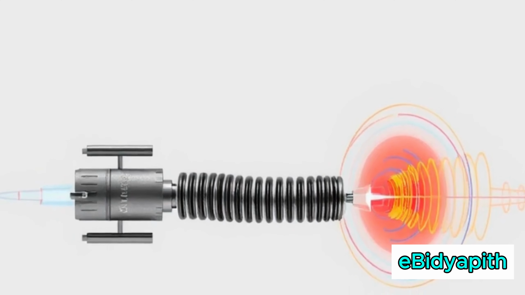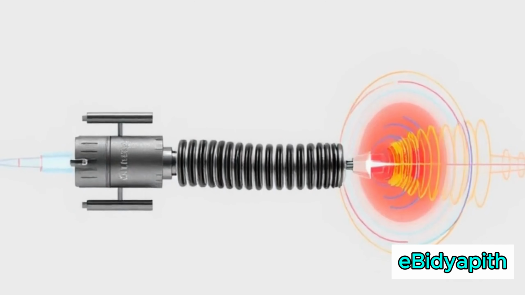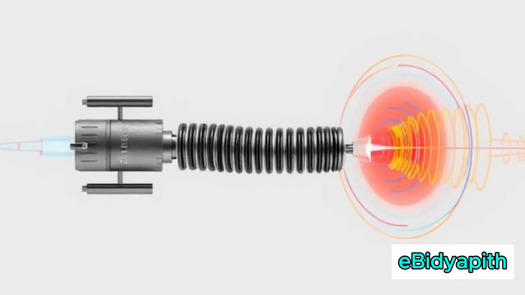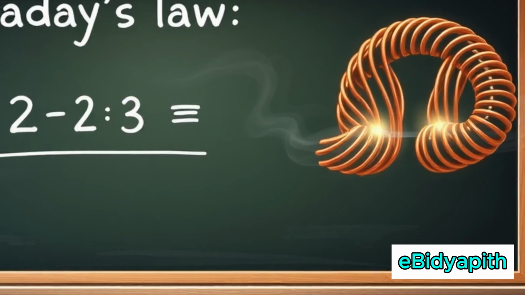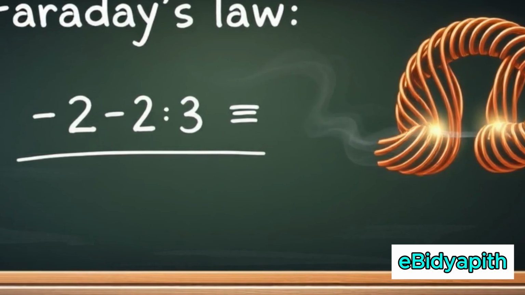Step 3 is where electromagnetic induction occurs. As the armature turns, it causes a change in magnetic flux. According to Faraday's law, this change induces a voltage, or electromotive force, in the coil.